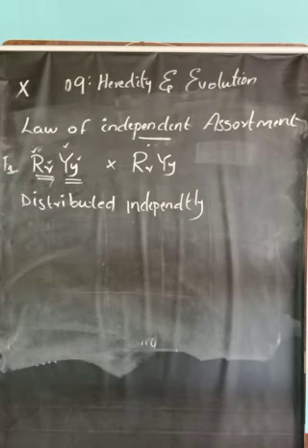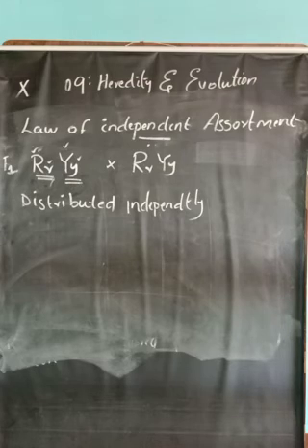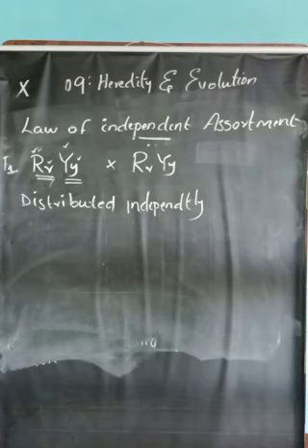So by this, we are winding up the heredity portion. The botany portion of the 9th chapter, heredity and evolution, is over, and the zoology section will be taken by some other teachers. From our next class, we can discuss the book back questions related to heredity.